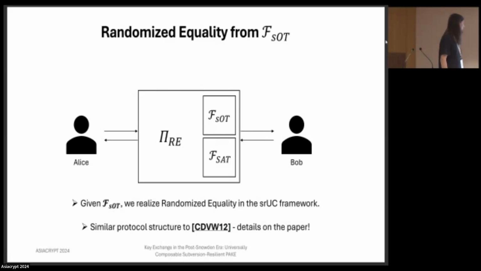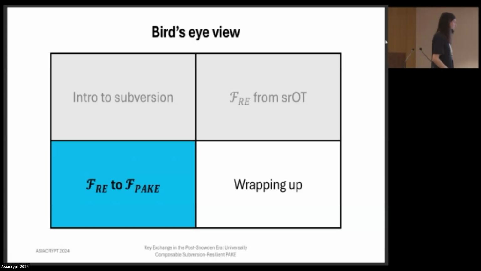So you can also see that there is another block here, and that's this FSAT functionality, which is the subversion resilient UC equivalent to the F-alpha ideal functionality, which represents authenticated communication. And in these last few minutes, I just want to very briefly touch upon this topic as well, because of course now we have a protocol for randomized equality and we want PAKE, right?